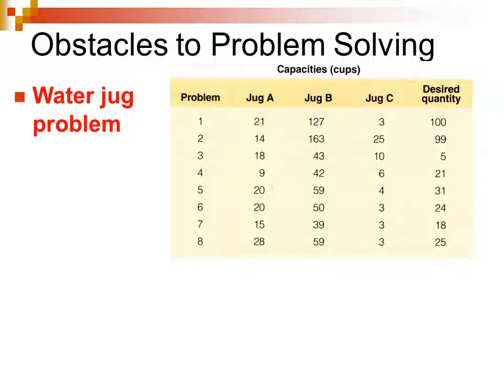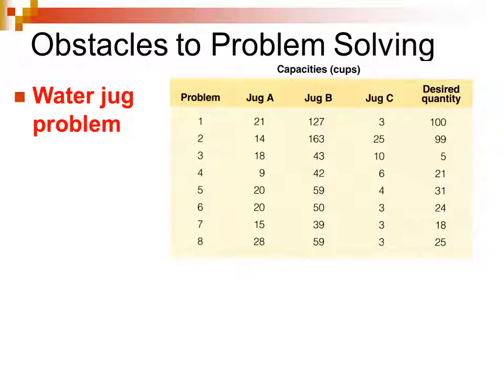Next, participants are given 7 more problems to solve, and the key point is all of these problems can be solved with the same solution: jug B minus jug A minus 2 jug C. So why is this problem interesting?